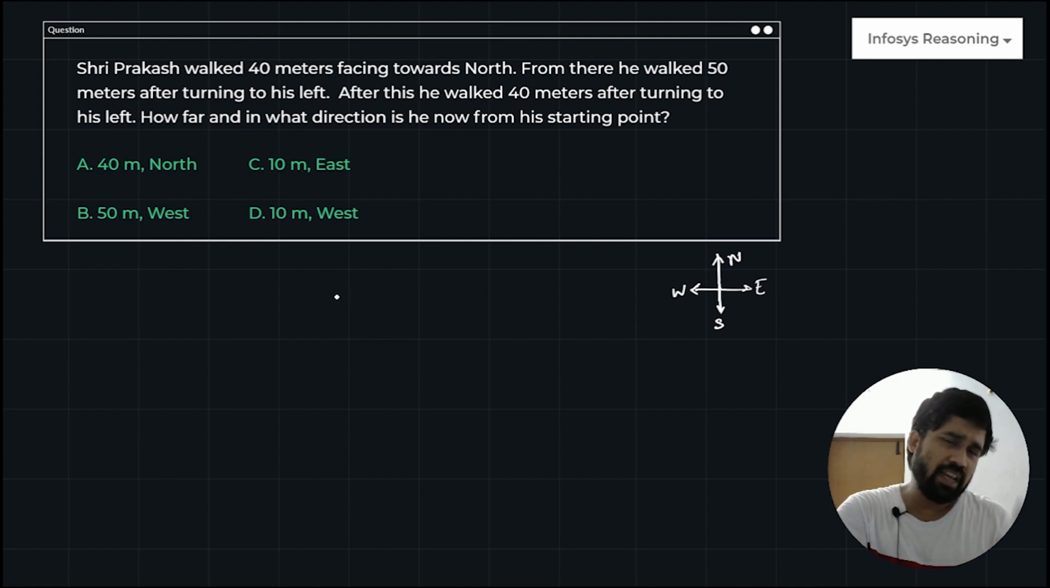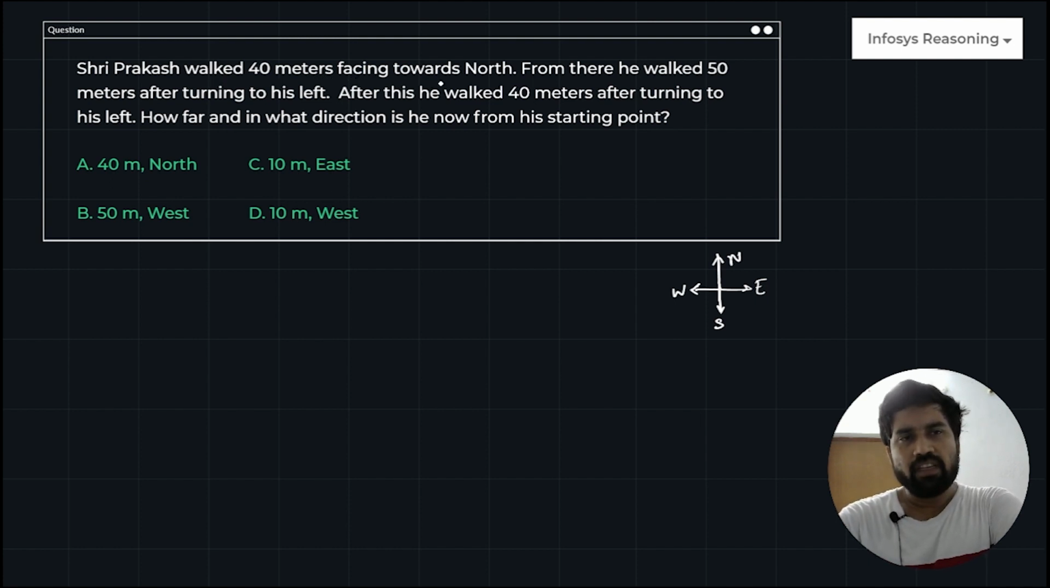Don't waste your time by reading the data once and doing the problem after reading. Whenever you feel it is direction based, immediately start doing it. So Sri Prakash, whoever it may be, walked 40 meters facing towards the north. So he is traveling towards the north.